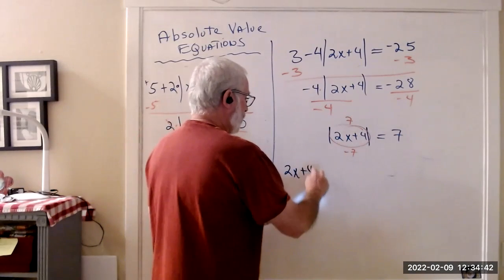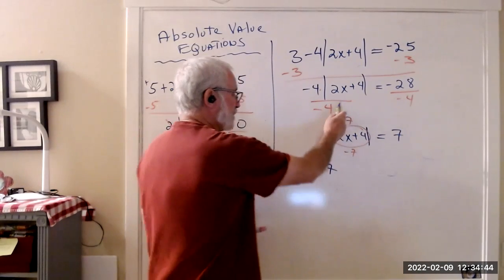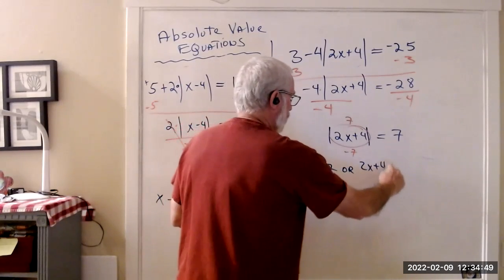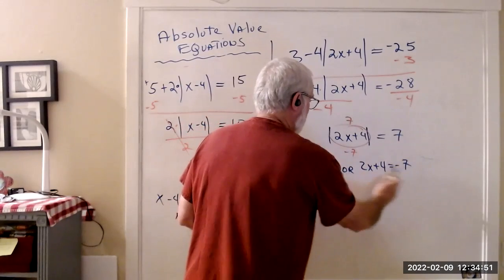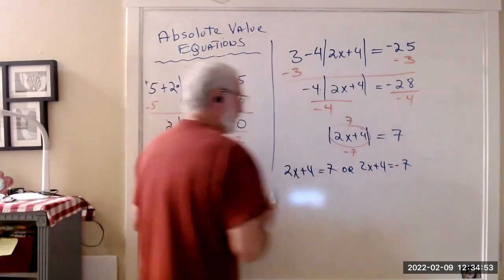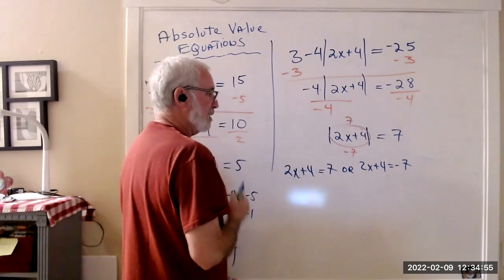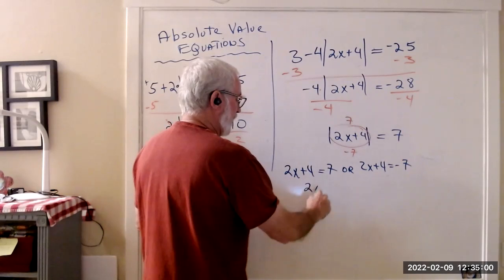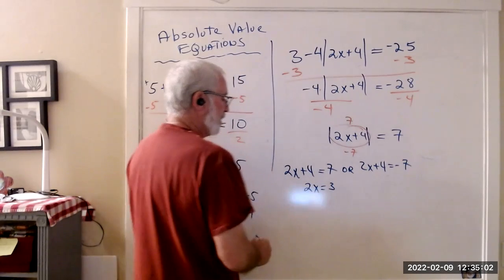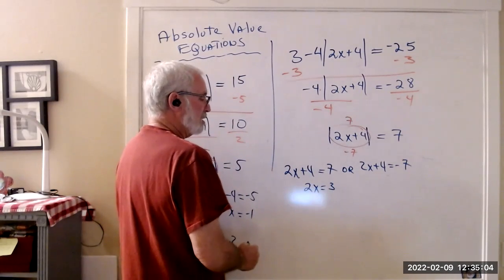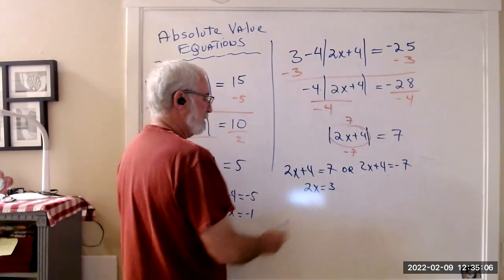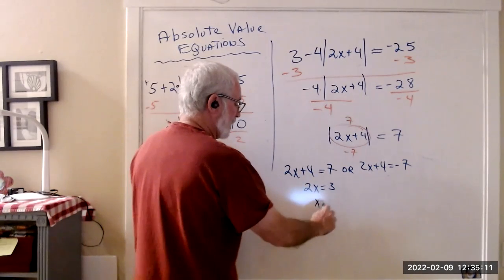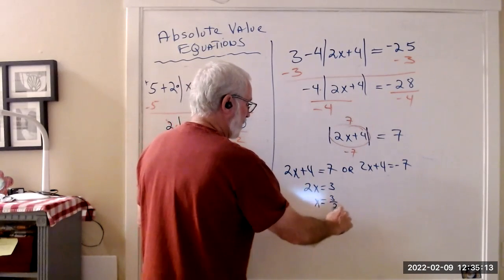2x plus 4 could have equaled the positive 7, or 2x plus 4 could have equaled the -7. Solving this problem, taking away 4 from both sides, I get 2x equals 3. Take away 4, take away 4. Divide both sides by 2, I get x is 3 divided by 2.